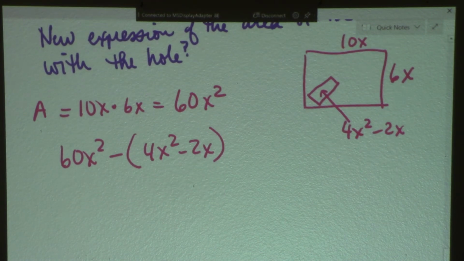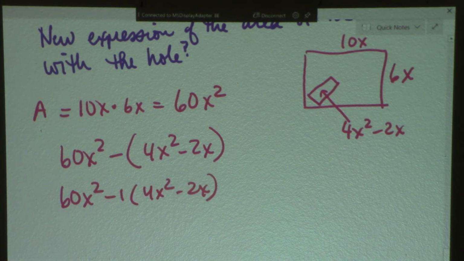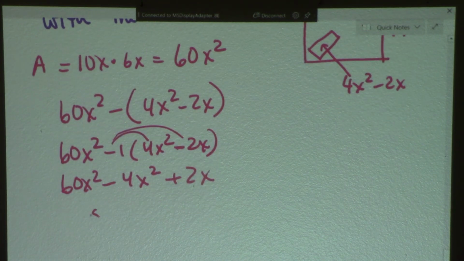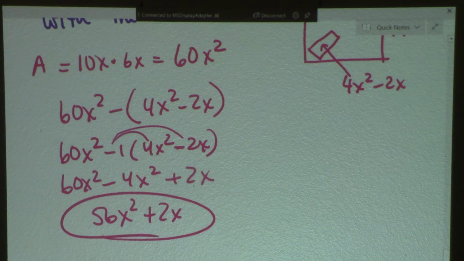All right, so I'm going to put in a negative 1 here and distribute that. So I'm going to distribute the negative, minus 4x squared plus 2x. Be careful, you can't skip that step, because otherwise you will easily forget to change the sign of this second one. So I end up with 56x squared plus 2x, and that is my new expression.